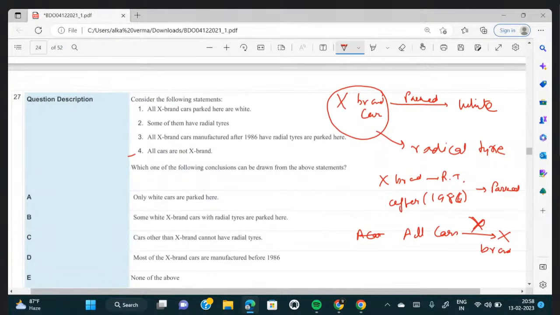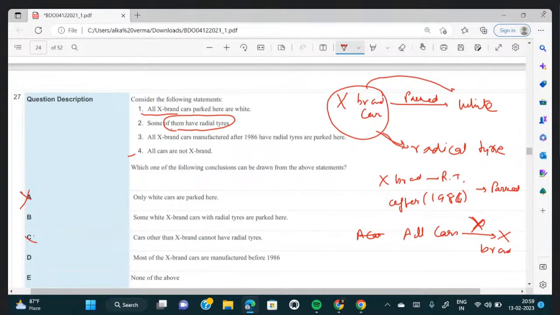Now, what are the following options? Let us see. Only white cars are parked there. No, it is not given that only white cars are parked there. Why? Because some radial tires are also parked there. So we don't know whether radial tire cars are white or not. So first one is wrong. Next, some white X brand cars with radial tires are parked there. Yes, this we can conclude that all X brand, as I told you, are parked there, and some of them have radial tires. So it is possible that some of the white cars have radial tires.